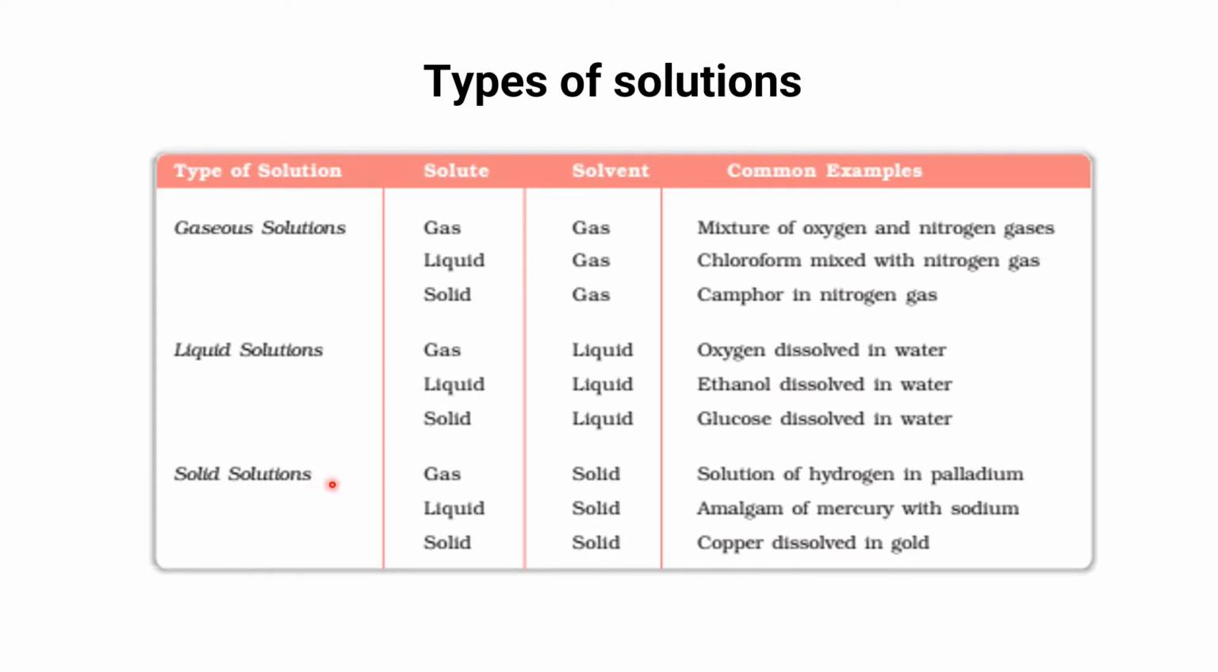In solid solutions, the solvent is solid and the solute can be gas, liquid and solid. So gas in a solid is the solution of hydrogen in palladium. Liquid in solid is amalgam of mercury with sodium, and solid in solid is copper dissolved in gold.